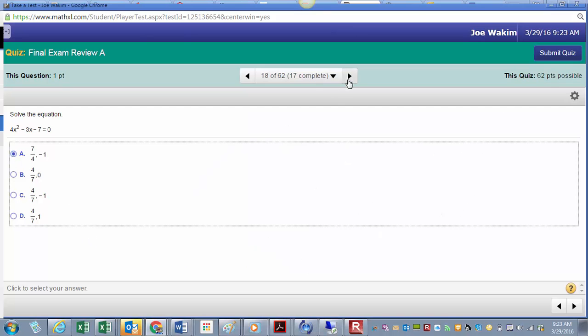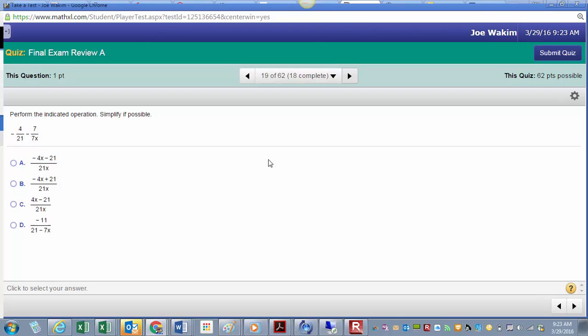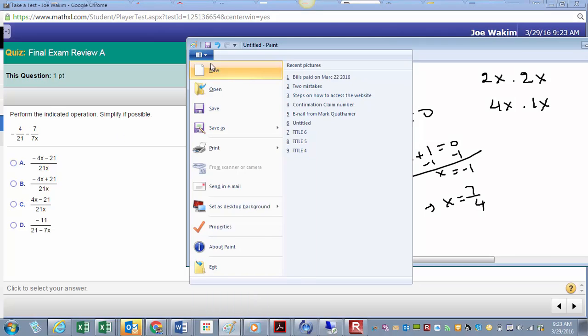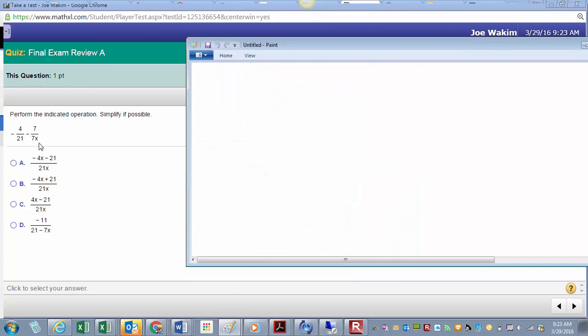Let's try number 19. Perform the indicated operation, simplify if possible. So here are two fractions. Those two fractions are not like fractions. They don't have the same denominator. So we're going to work on something that has the same denominator. So 21 is 3 times 7, and 7x is 7 times x. Notice I have the same 7, so I take it one time, but then I have to have 3x. So 3 times 7 times x, that's going to be 21x. That's the lowest common denominator.